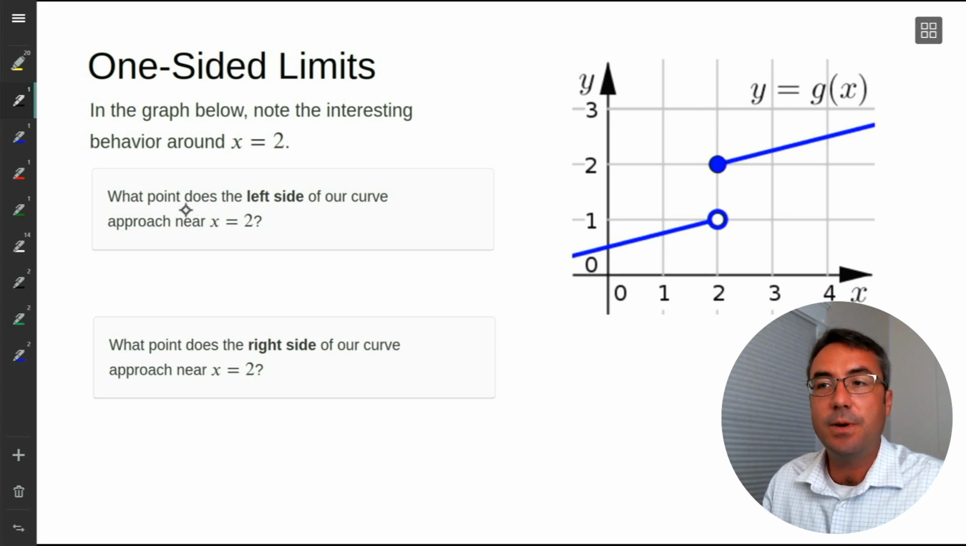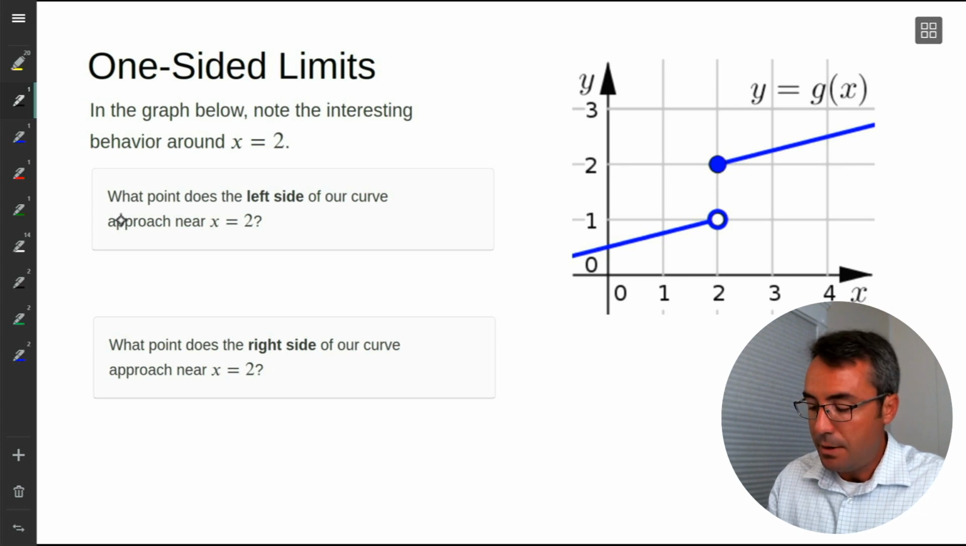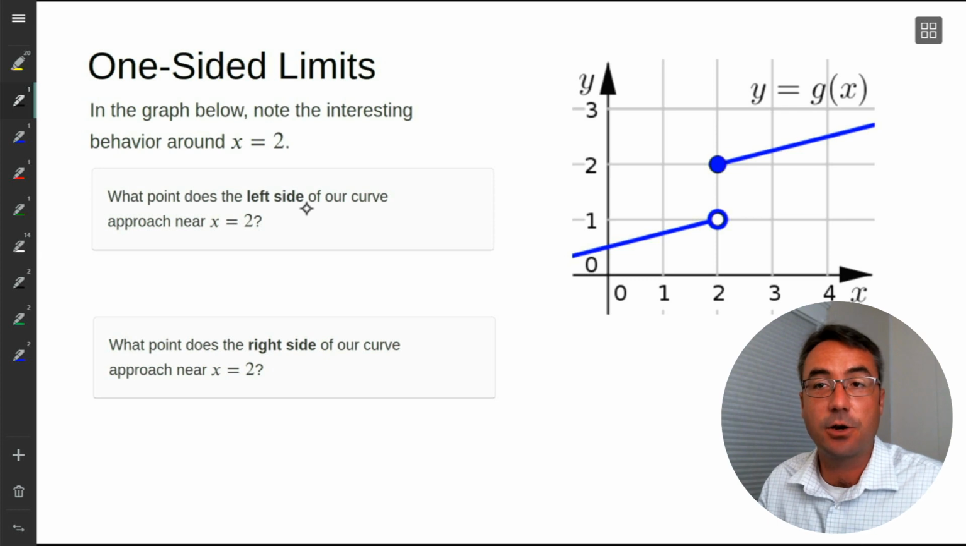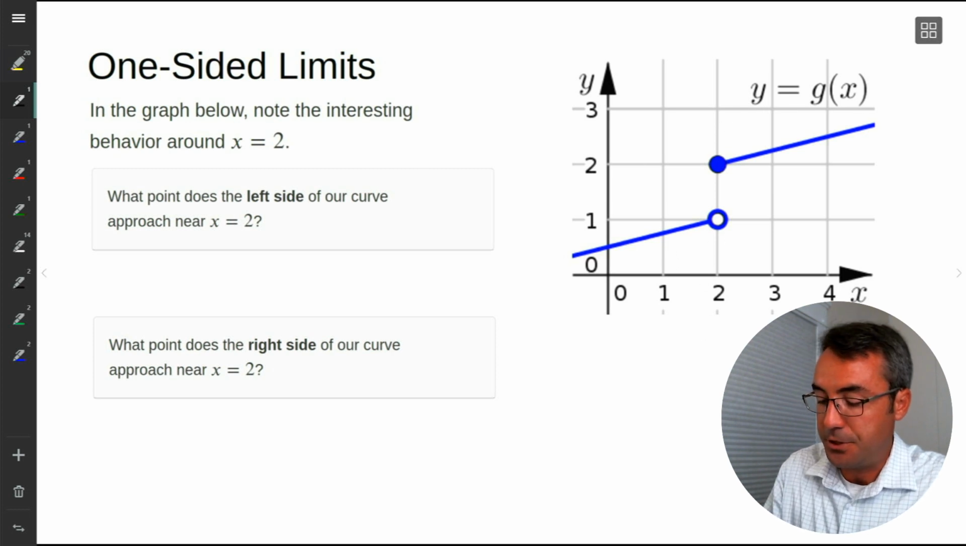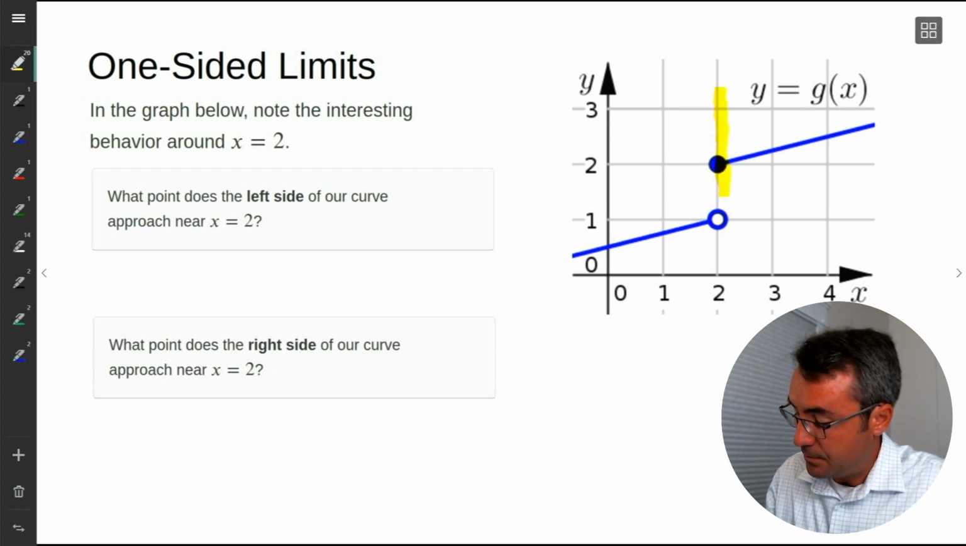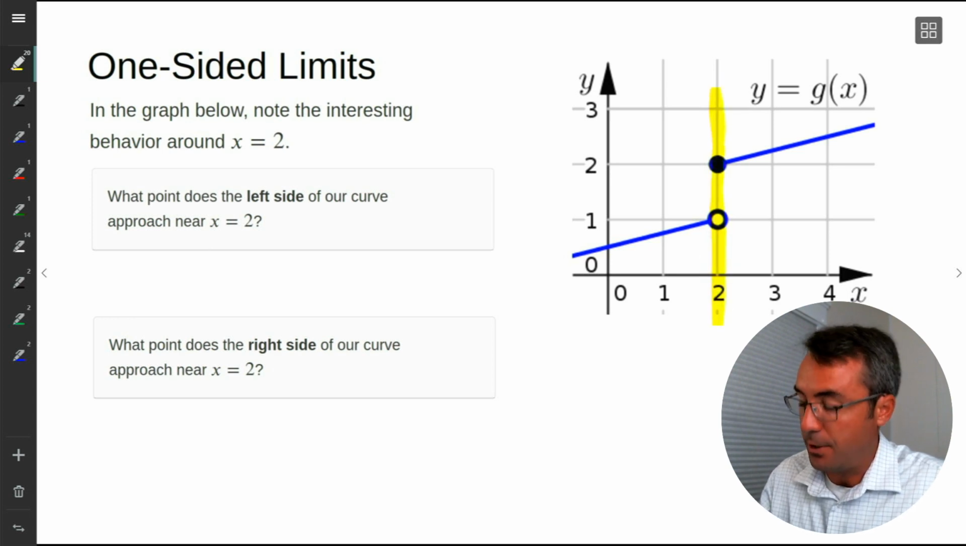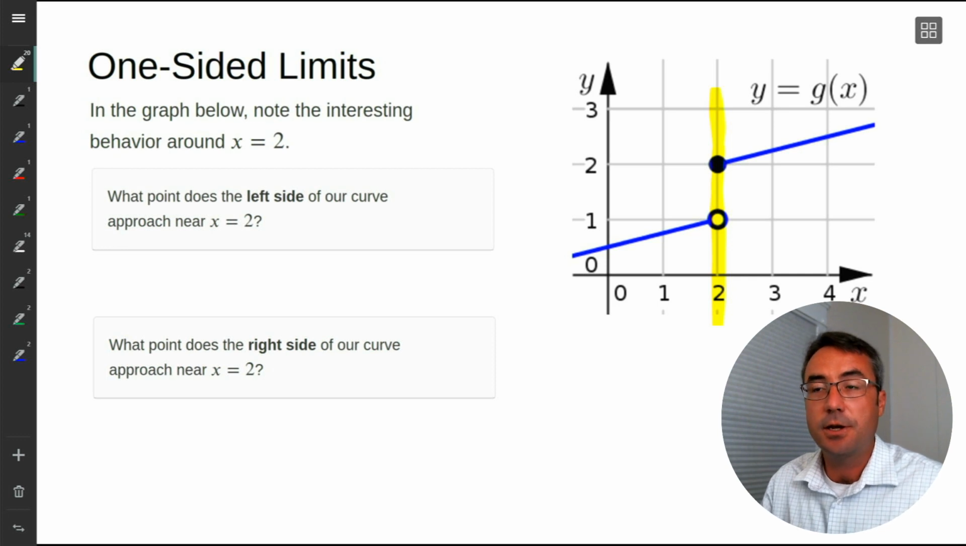So there's this interesting behavior at x equals 2 here. This graph is slightly different from the one we just looked at, because this one actually does have a filled-in dot. But first of all, what point does the left side of our curve approach near x equals 2? Here's our curve. We identify x equals 2. So here's x equals 2. All right, so let's look to the left of x equals 2.